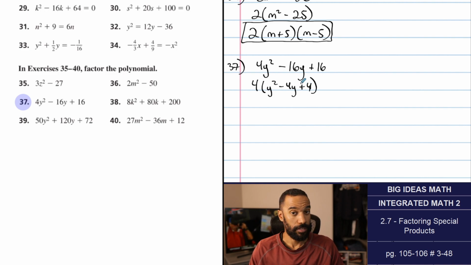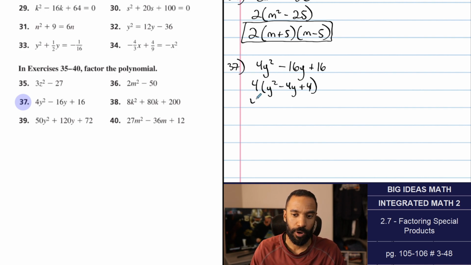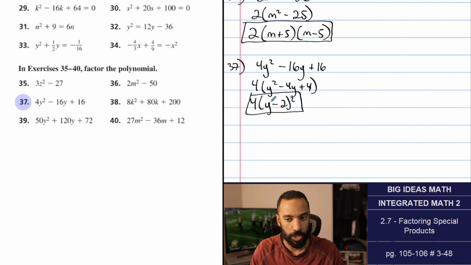4 is 2 squared. You double 2y and you get 4y, but because it's subtracted, it's going to be a y minus 2 quantity squared, and that's what it's going to factor as. So this is a perfect square trinomial, not a difference of two squares like 35 and 36. This was its own thing.